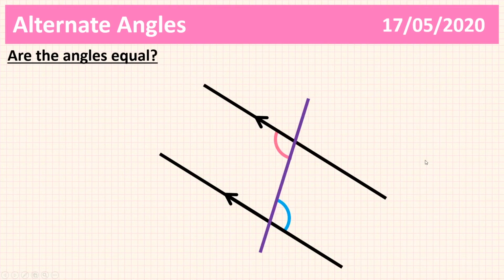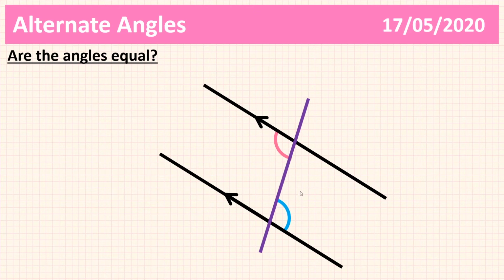So let's have a look at this diagram. Are the angles equal? Pause the video, have a think. Now if you said the angles are equal, you are correct, and we can go through our characteristics just to make sure. Do we have a set of parallel lines? Well, yes we do. The black lines are parallel because of our arrows. We know that they are parallel.